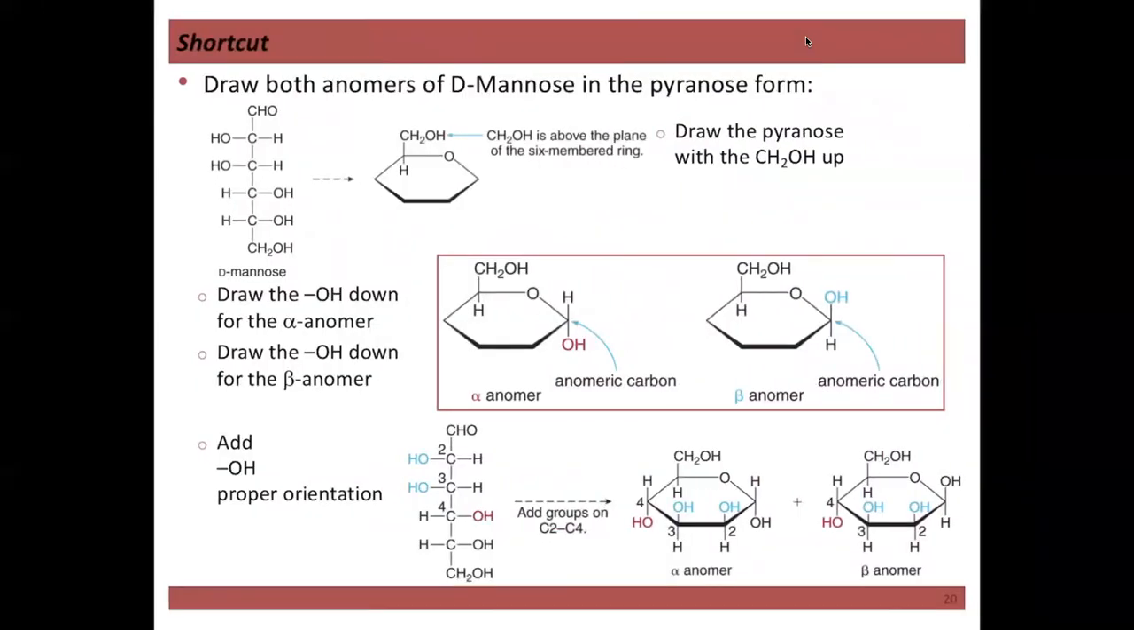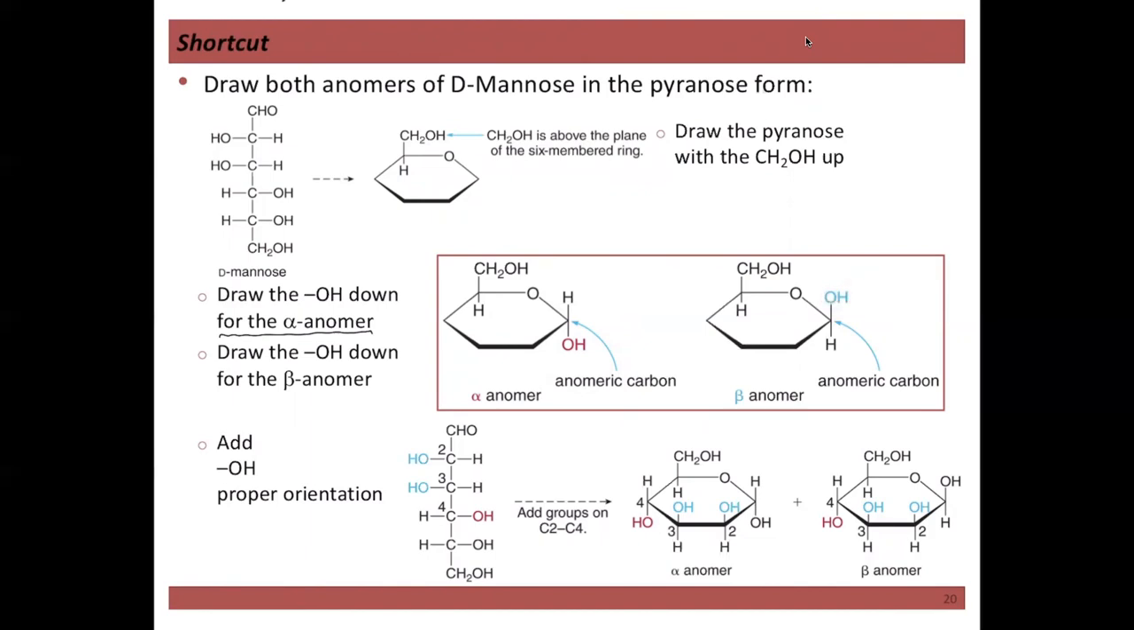So here's an example here. We've got mannose. This isn't one of the sugars that we were expected to memorize, but if I give you that structure there on the left, you should be able to draw the Haworth projection on the right there. But I need to tell you which anomer it is. So if we want to draw the alpha anomer, we would draw the OH down as shown. If the instructions said draw the beta anomer, we would draw the OH up.